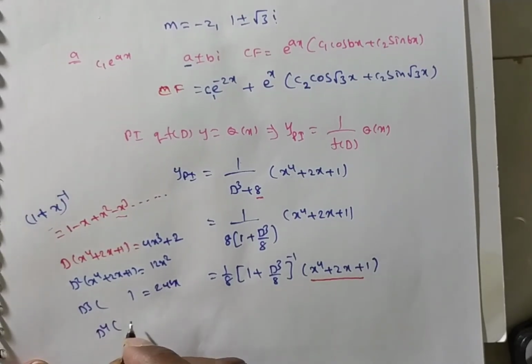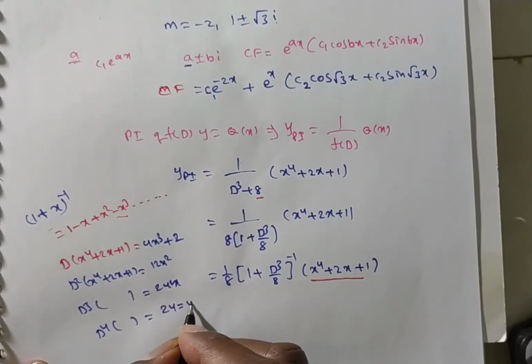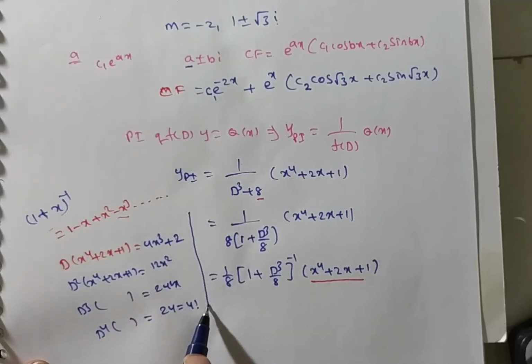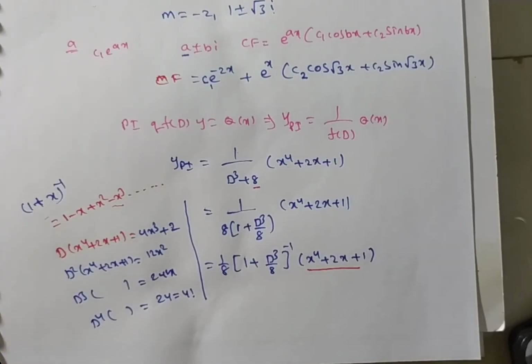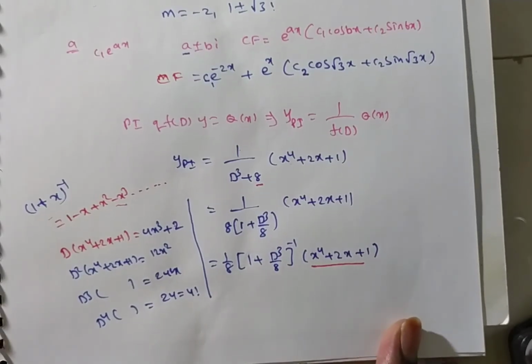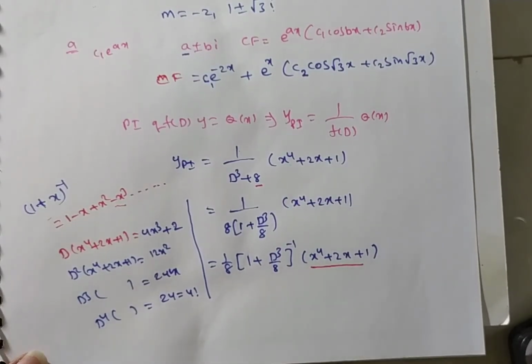Next, D to the power of 4 of the bracket, the derivative 4 times we are doing, then you will have 24, nothing but 4 factorial. So we can differentiate 4 times. If you differentiate the 5th time, then what are we getting? 0. If you take higher order than 4, then the derivative of higher order will become 0. So we are taking only up to this, right?